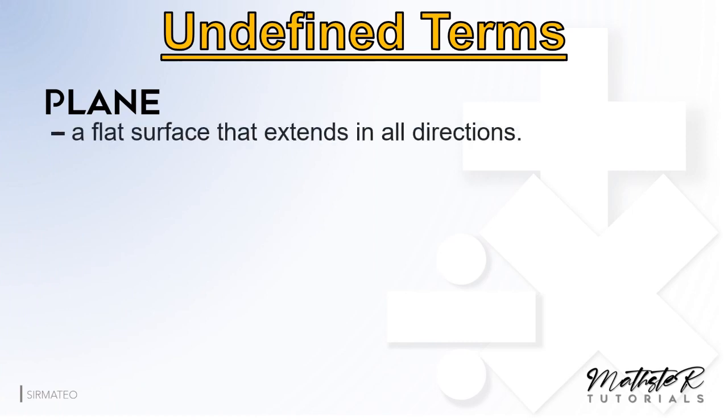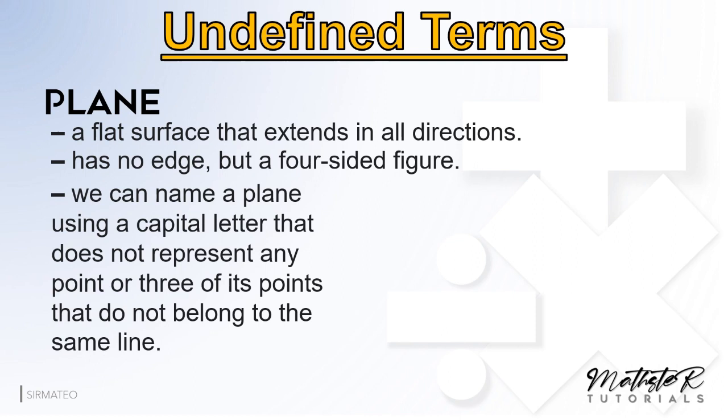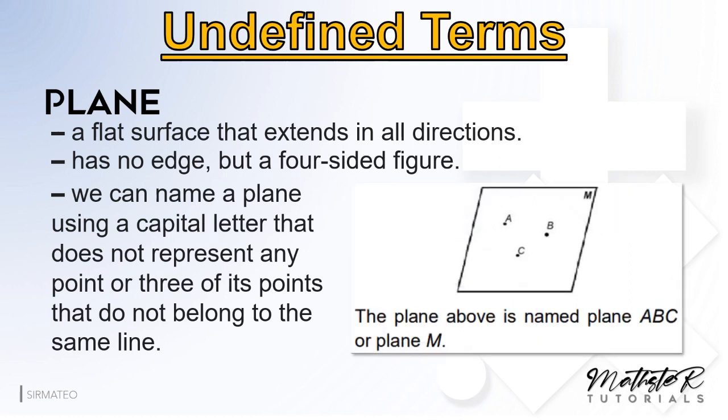Plane. It is a flat surface that extends in all directions. It has no edge, but is drawn as a four-sided figure. So we can name a plane using a capital letter that does not represent any point or three of its points that do not belong to the same line. So ito yung example ng isang plane. So kung napapansin nyo, meron siyang four-sided figure. And meron mga points na nasa loob. Okay? So we can name a plane using those points inside the plane. So pwede natin siyang sabihin plane ABC or simply plane M.